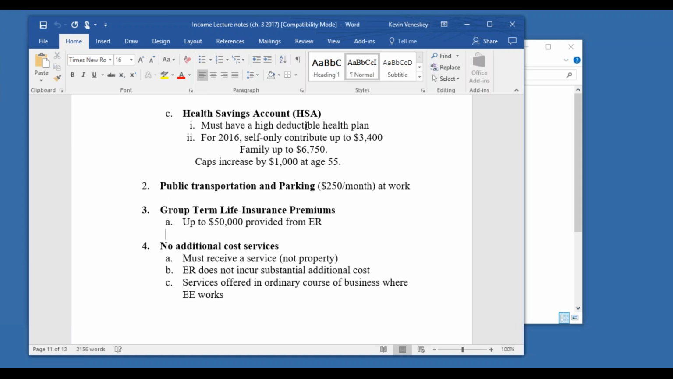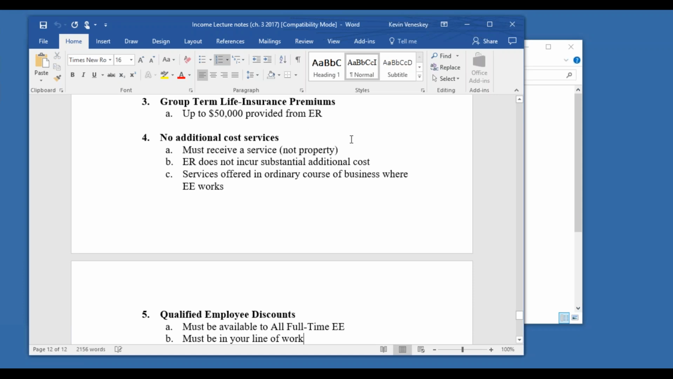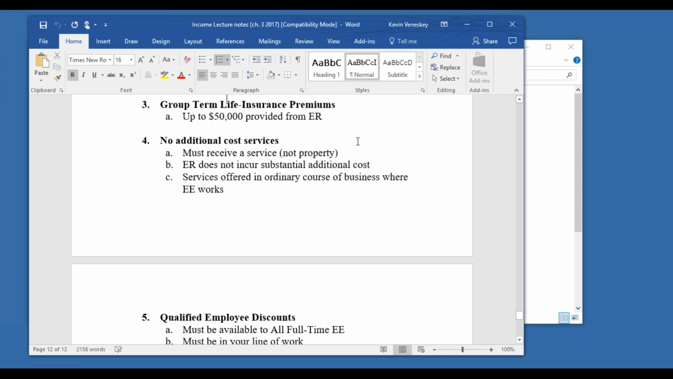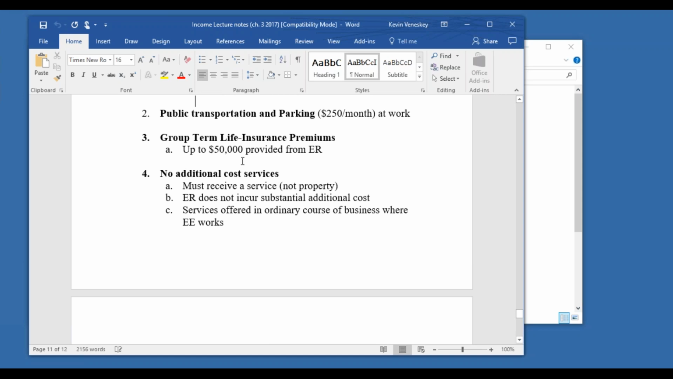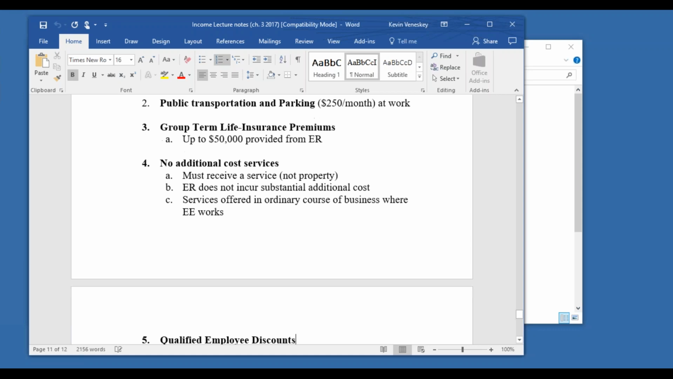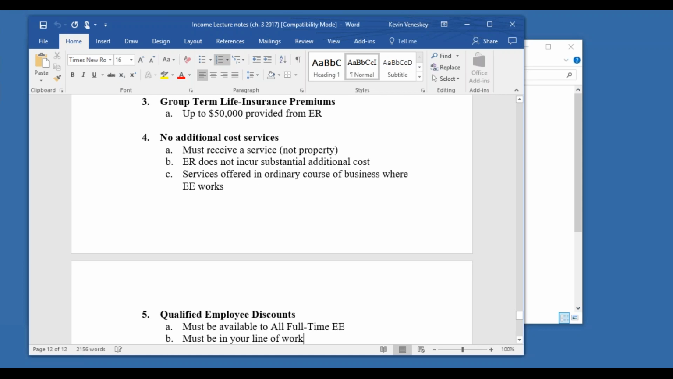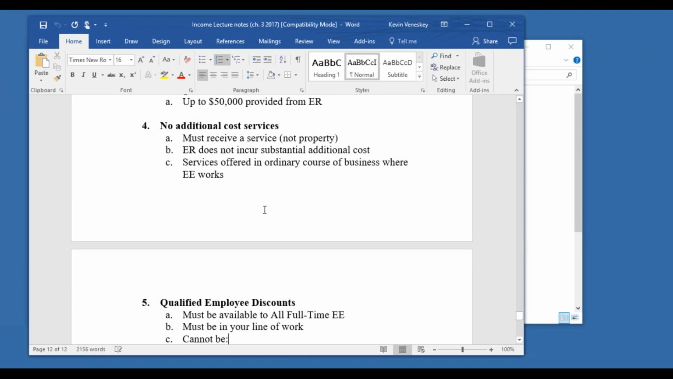Public transportation, if your employer provides you with free parking and it's a value of under $250 a month, that can be tax-free. A lot of employers do have group term life insurance as long as it's under $50,000 in benefit. The premiums that your employer pays are tax-free, which is nice. So if the employer pays, say, $100 for you to have this group term life insurance, as long as your benefit is going to be less than $50,000 should you die, those premiums are free of tax. You don't have to add that into your income. No additional cost services.